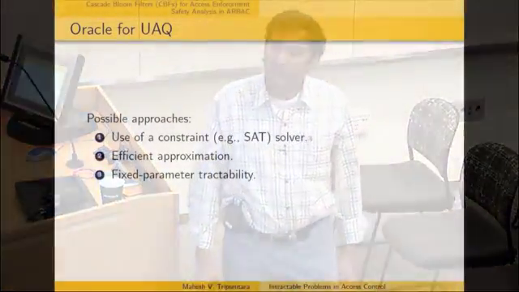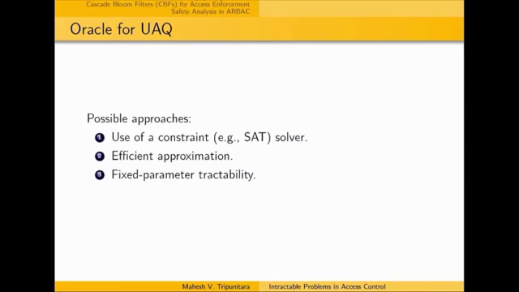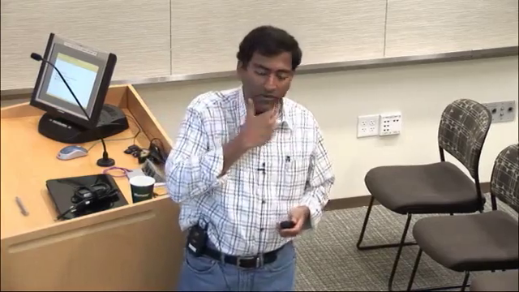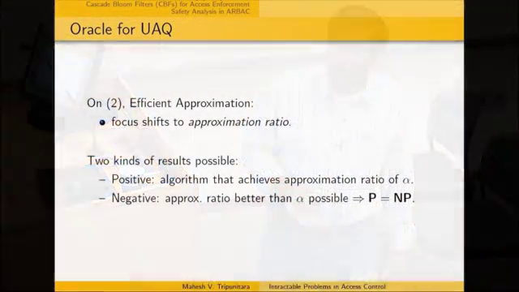Okay. So what we did is, how do we mitigate this intractability? I take a computational complexity view: we can use a constraint solver that is complete for NP, or we can look to approximation theory because we have an optimization problem, or we can look at the theory of fixed parameter tractability. Let me look at the approximation theory.